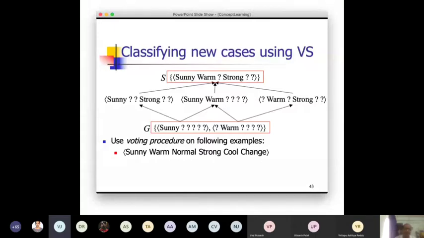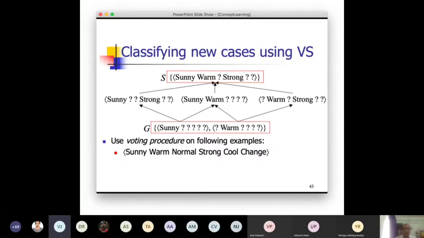Depending upon the number, you can also have a different policy of assigning a label to this instance, whether it is a positive or negative instance, by applying some voting procedure. That means if you find the majority agreeing with a certain label, positive or negative, you give that label. So take this example: sunny, warm, normal, strong, cool, change. This is the instance of a particular day, that description.